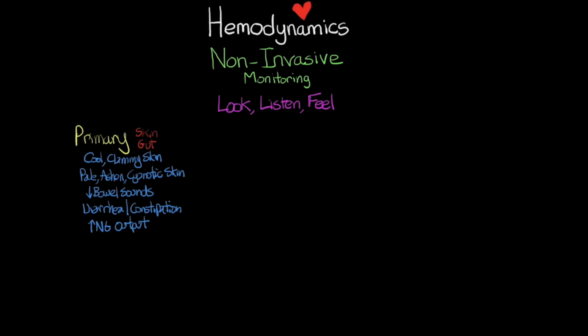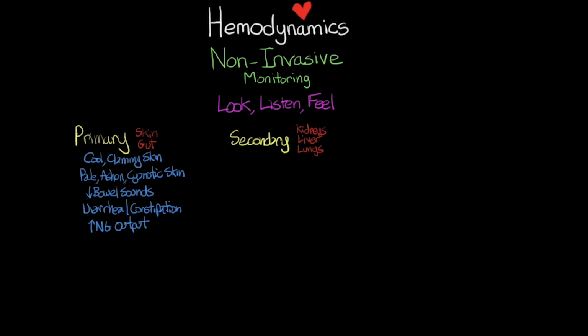So if we continue to go along and the body has already shut off blood flow to the skin and the gut, and we continue to have problems with our hemodynamics, our blood pressure, the body's going to start going up the totem pole in terms of importance. So our secondary signs, think of these as the next things to go, and these are going to be the kidneys, liver, and lungs.